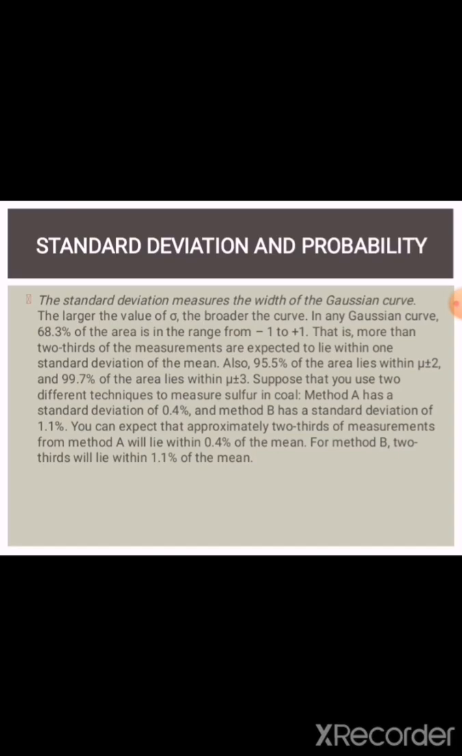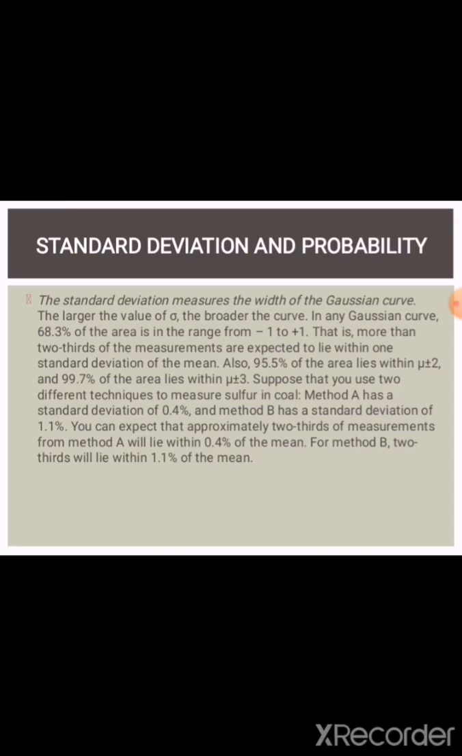Suppose that you use two different techniques to measure sulfur in coal. Method A has a standard deviation of 0.4%, and the method B has a standard deviation of 1.1%. You can expect that approximately two-thirds of measurements from method A will lie within 0.4% of the mean. For method B, two-thirds will lie within 1.1% of the mean.